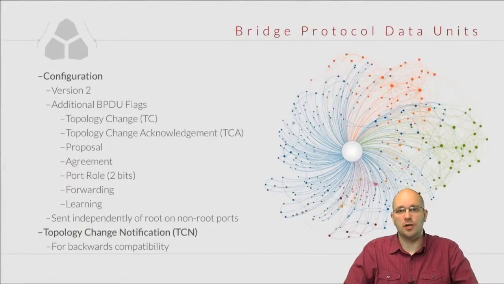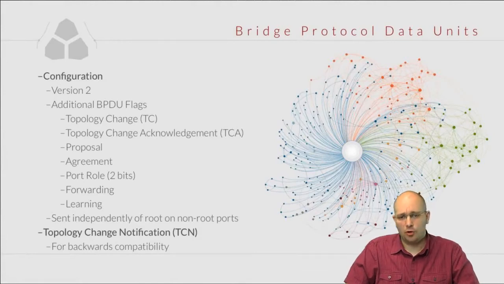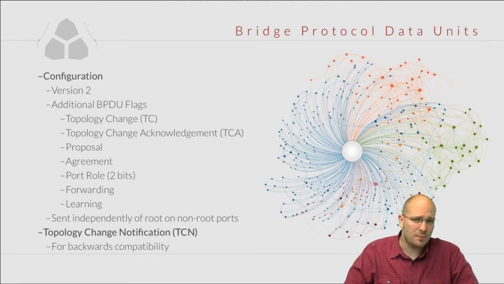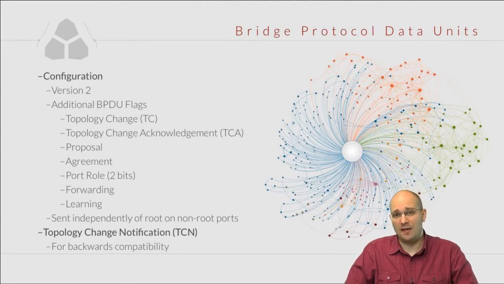Going back to my slideshow, I can see that topology change notifications are also going to be sent in the rapid spanning tree environment, but these are frames that are sent only for backwards compatibility. The rapid spanning tree is designed to coexist with the traditional spanning tree. If we are receiving the rapid spanning tree frames, we are going to be operating in the rapid mode. If we are receiving the traditional spanning tree BPDUs, the spanning tree will operate in the traditional 802.1D mode, or on Cisco in the PVST mode.